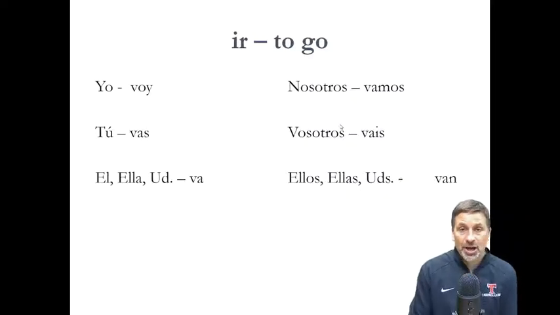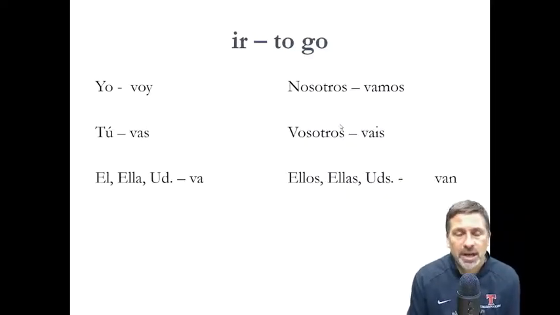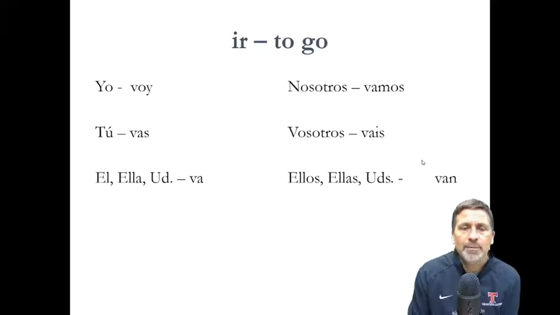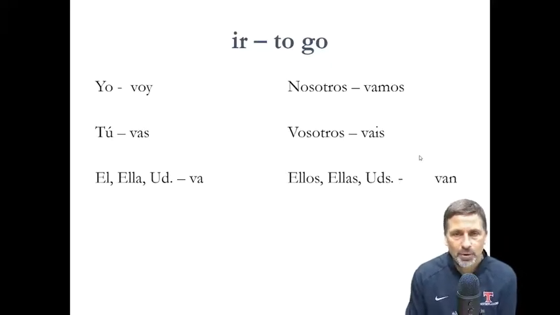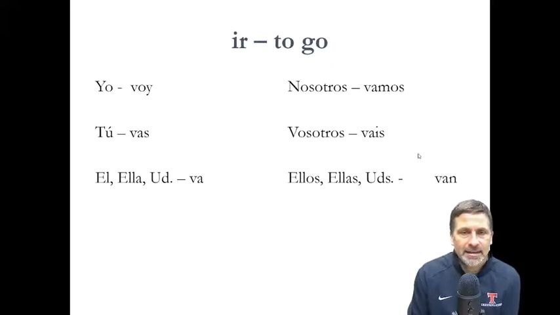Ir is another common one that we've seen a lot of. To talk about what you're going to do or where you're going to go. Voy, vas, va, vamos, vais, van. I'm going to Portland. Yo voy a Portland. Okay, that's an irregular verb.